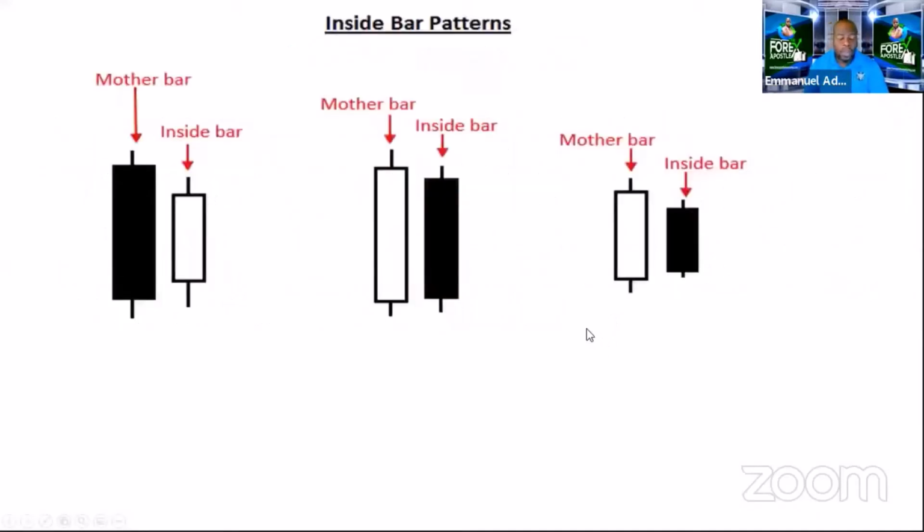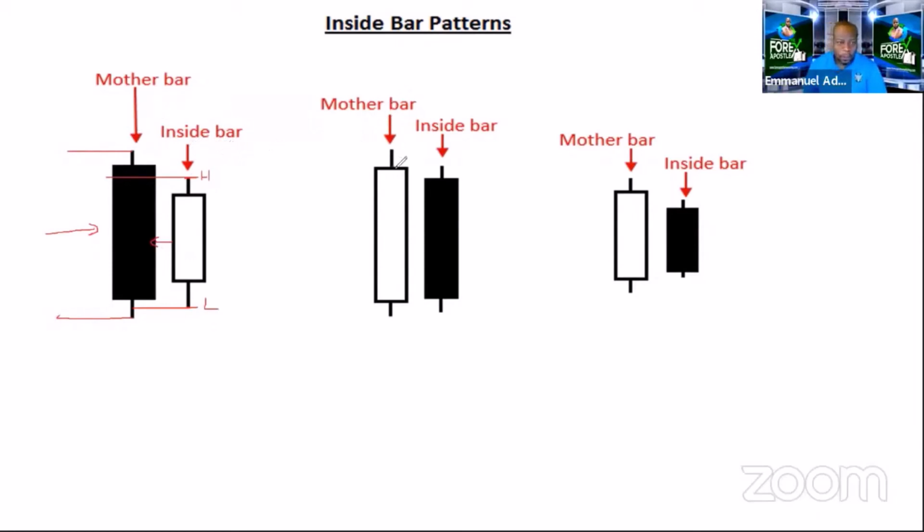What do we call a bar? When you look at your chart, we have bar charts, we have line charts. If you are using a bar chart, that is where you'll be able to identify this. So this is an inside bar right now. We call this one the mother bar because it's the mother, and we call this one the inside bar because it's inside. This is the high of this, and this is the low of this. The low of this is here, the high of this is here. So the high and the low of this inside bar is inside this mother bar. We call this one the mother bar, and this one the baby bar or inside bar.